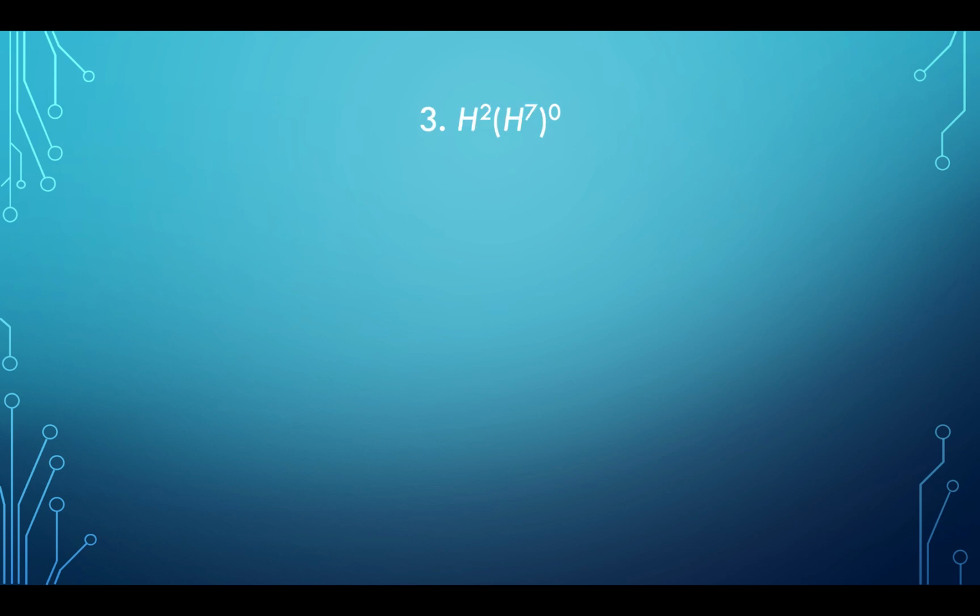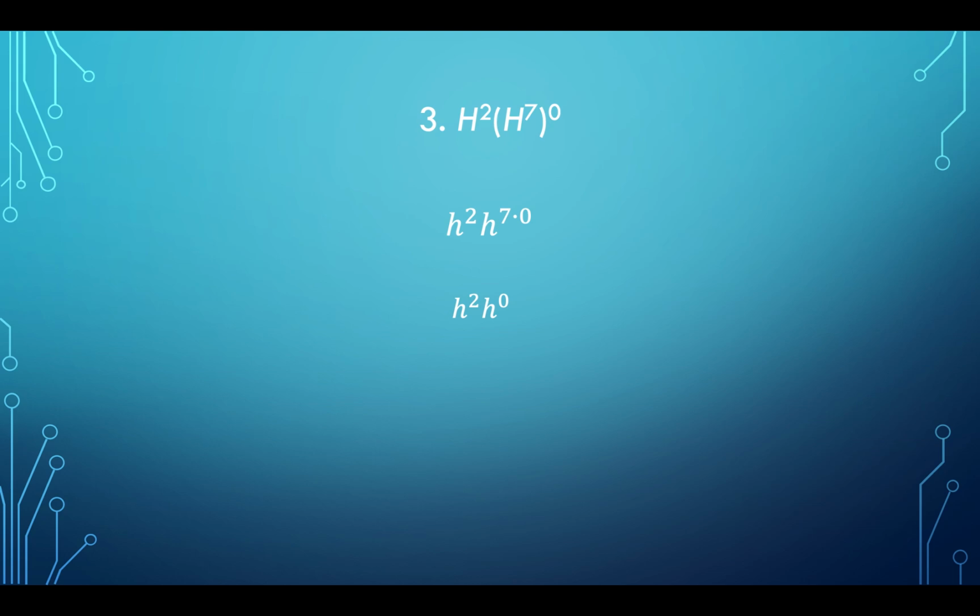In number 2, we have h squared times h to the 7th, to the 0 power. Before we can do h squared times h to the 7th, we have to do h to the 7th to the 0 power because of PEMDAS. Remember, exponents come first. So we have h squared times h to the 7th times 0. 7 times 0 gives us 0, so we're left with h squared, h to the 0.